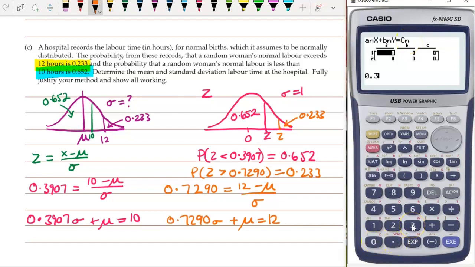Now we can pop in those coefficients. So we have 0.3907. The coefficient for mu is 1, constant is 10. On the orange equation, we have 0.7290. Coefficient for mu is 1 and the constant is 12, and now F1 to solve. So remembering that the X was representing sigma for us here, sigma is equal to 5.9119, or if we round that, it's just going to be 5.9, and the mean is 7.69 in hours. And there we go.